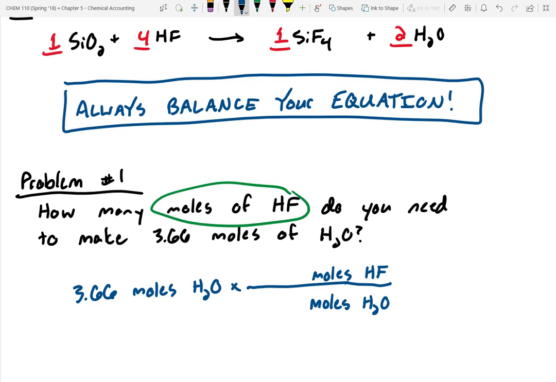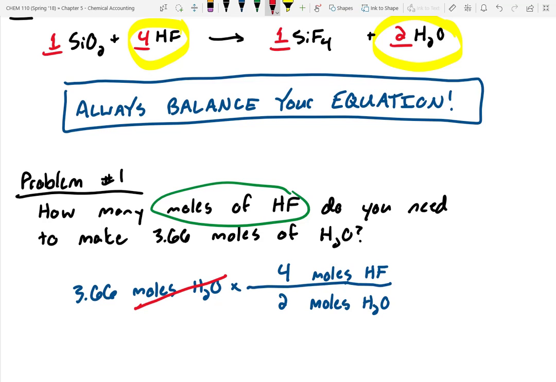And it looks like we've got a mole-to-mole ratio that we need to consider, right? How many moles of HF for every mole of water? And that's where we go back up and we look at that balanced chemical equation. So for example, I'd say, all right, I've got HF right here, I've got water right here. It looks like for every 4 moles of HF, you get 2 moles of water, right? So I'm going to pull those down for my ratio, and I'm going to say, all right, 4 moles of HF for every 2 moles of water.